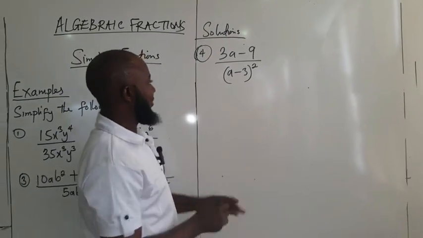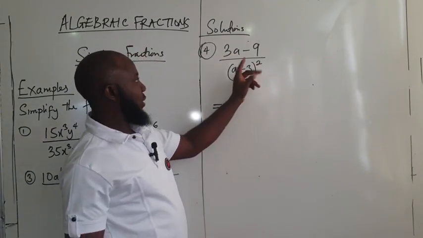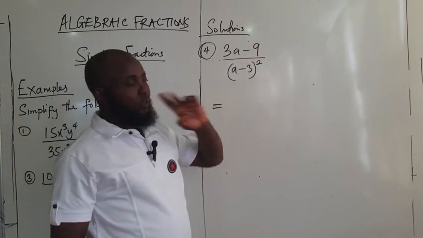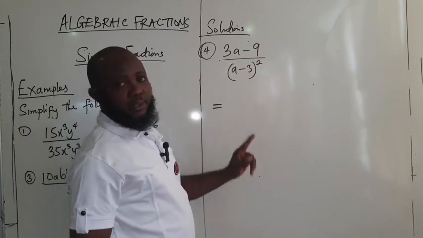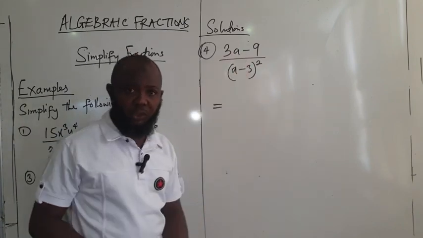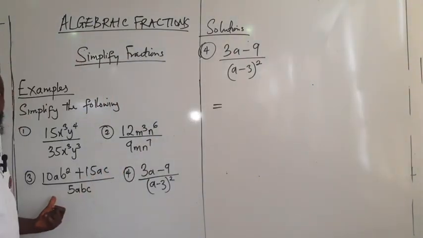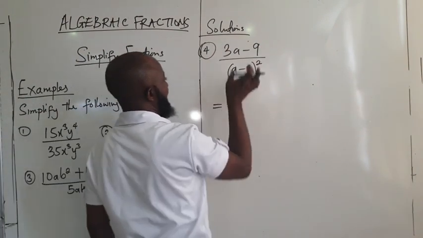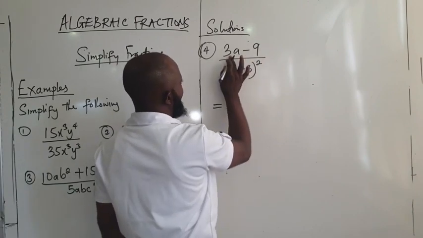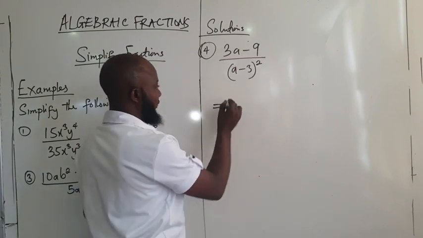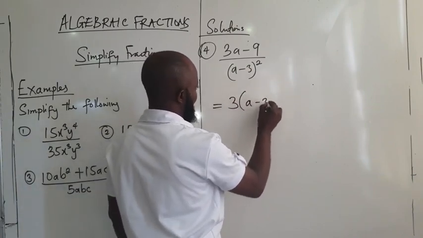So this is what we have here for question number 4. If you look at this one, a minus 3 squared over 3a minus 9. We cannot cut this. The only thing we can do here is to factorize the way we did in question number 3. So we're going to factorize this, then we expand this one. That means we're going to have what is common to 3a minus 9. That is what? 3 can go. That will then give you a minus what? Minus 3. This is it.